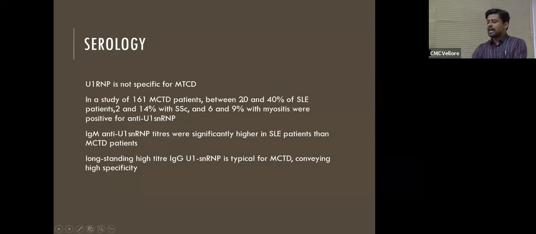Just because somebody is RNP positive, it is not MCTD; just because SSA is positive, you can't say secondary Sjogren's. You need to have symptoms for that. SSA will be positive in 20 or 30% of patients with lupus, as in a study of 161 patients, and you can have it even in systemic sclerosis and myositis. IgM anti-snRNP titers were significantly higher in SLE than MCTD. It was the IgG type which is more seen in MCTD, but we don't have the means to test this, and it doesn't really matter. At the end of the day, it's the clinical features.